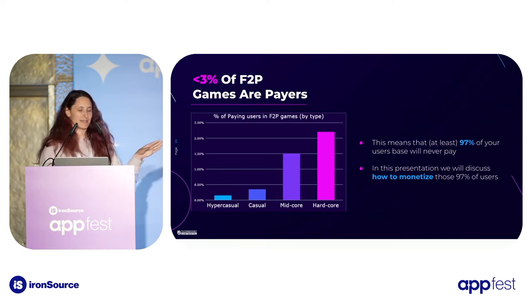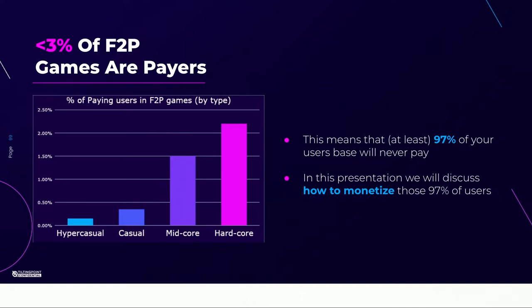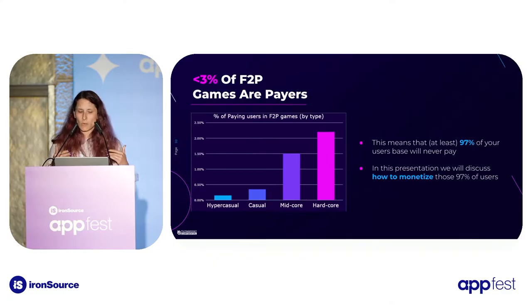I have this graph where you have the process. I'm covering mid-core and hardcore. I will be using the same term for both, but it's along these lines. What I want to cover here is that the other 97% of the users are not paying, so how do you want to monetize those users?